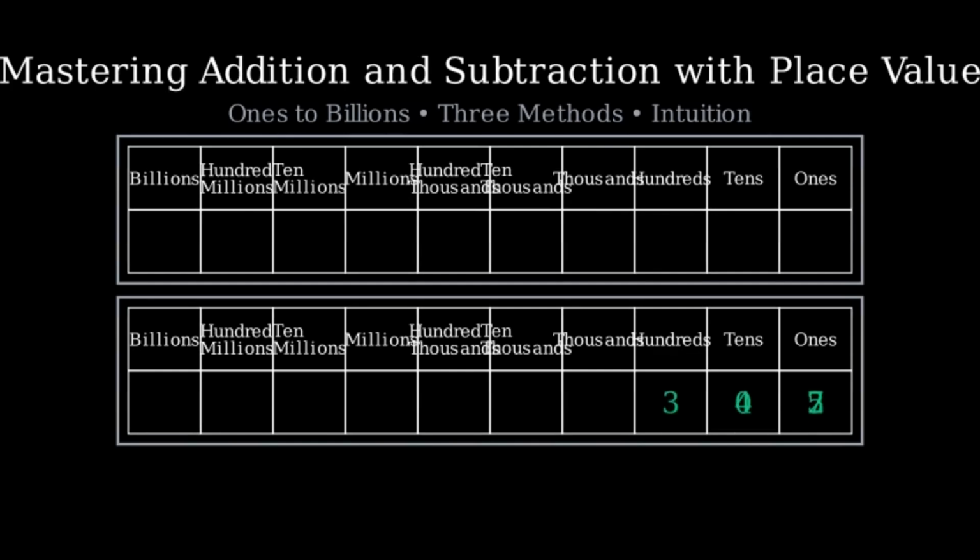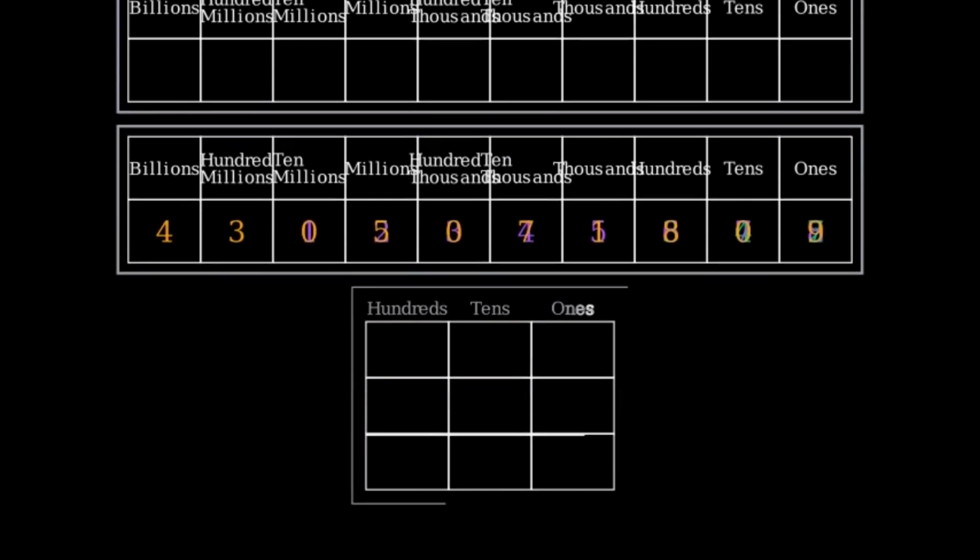Now, jump to the millions. 12,345,678. Finally, a billions example. For billions, 305,071,809. Let's add our first pair, 458 plus 367.